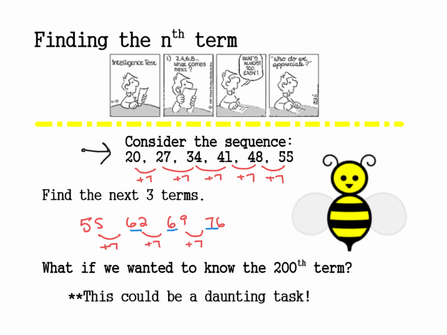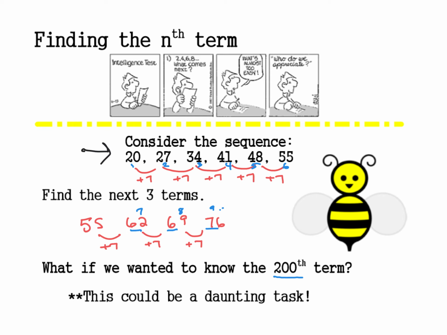Not a big deal. But what happens if I want to know what's the 200th term? So this would have been term 1, 2, 3, 4, 5, 6, 7, 8, 9. We found 9 terms. This is the 9th term, this last one. What if I wanted to find the 200th term? That would be horrible, right? First of all, I'd goof it up somewhere because I'd be bored out of my mind adding 7 that many times. And I'd probably make an addition error because I got distracted. Okay, so that would be terrible.